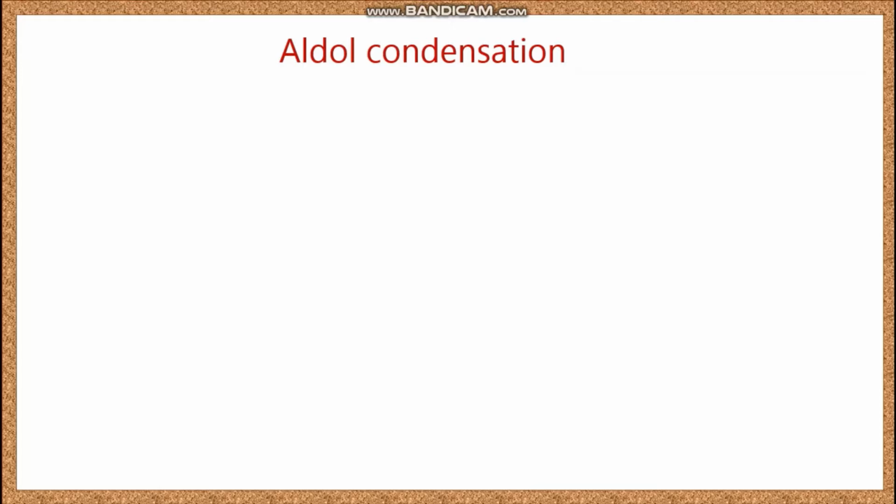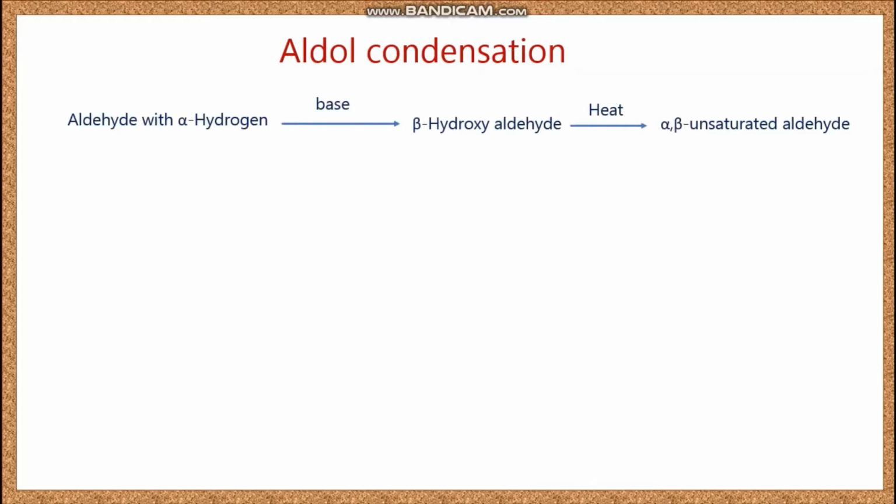First of all, what is meant by aldol condensation? Aldol condensation means an aldehyde containing alpha hydrogen undergoes reversible self-addition in the presence of alkali to give the condensation product, that is beta hydroxy aldehyde or ketone. That is, an aldehyde with alpha hydrogen in the presence of base undergoes condensation to give beta hydroxy aldehyde, which on further heating undergoes dehydration to form an alpha beta unsaturated aldehyde.